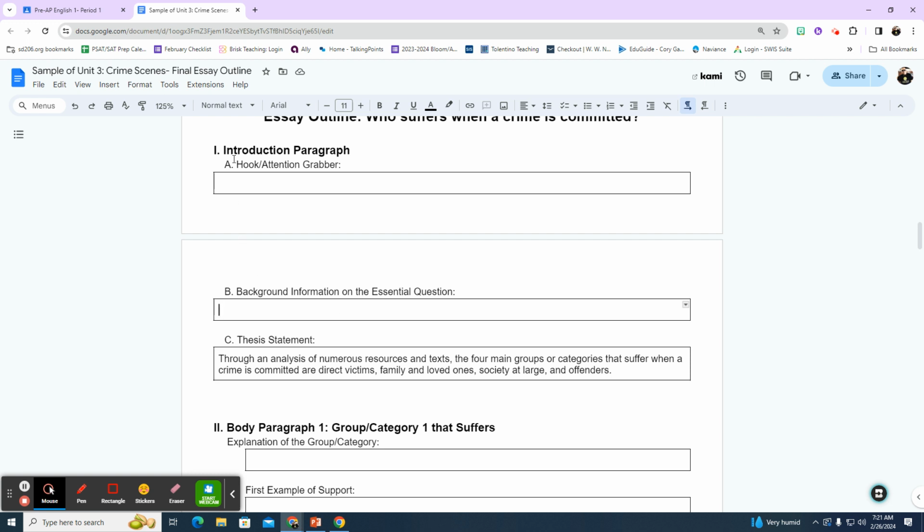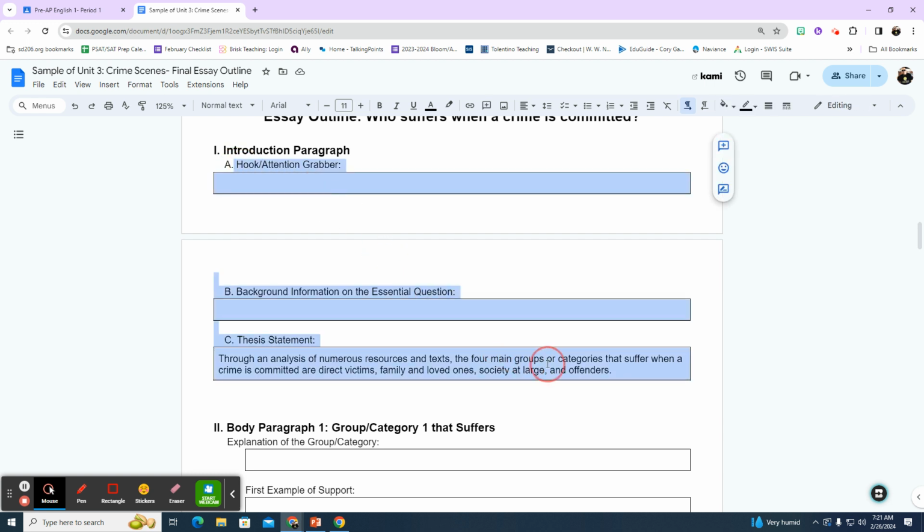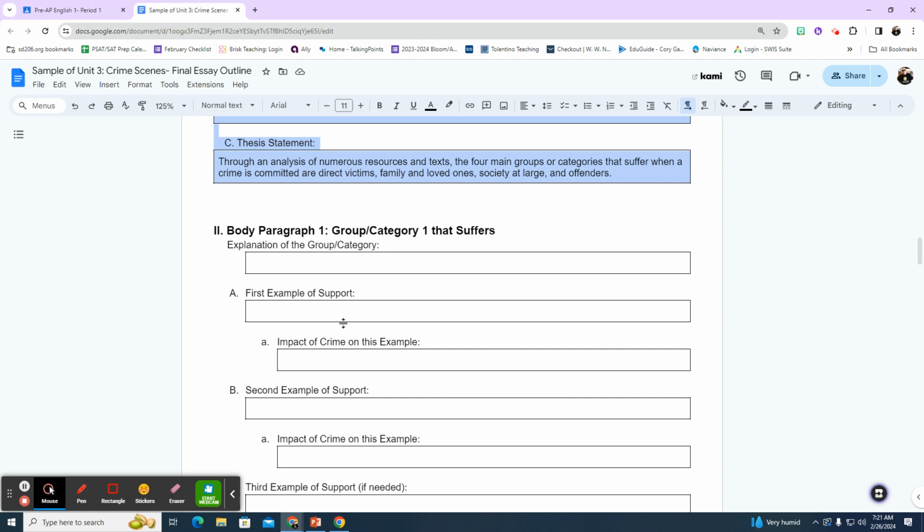If you are confident, you're done with your introduction paragraph and you're ready to move on to start writing the most significant part of your essays, which is the body paragraphs, which we'll talk about in a different video. So, congratulations, you should be finished with your introduction and you're just one step closer to finishing this essay.